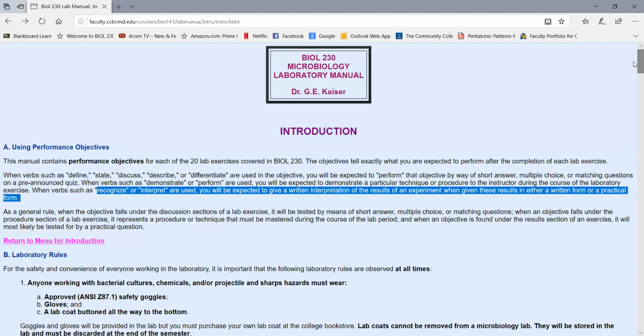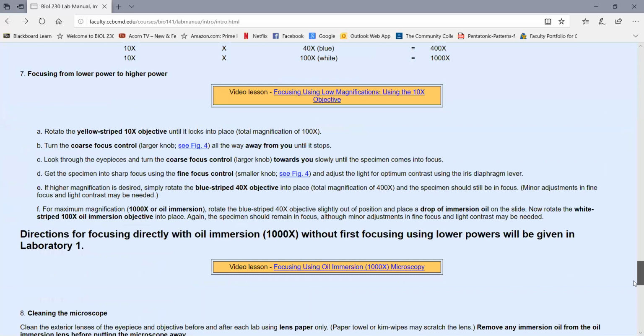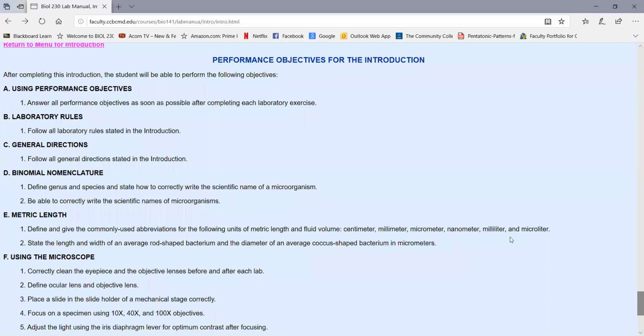So to start out, the introduction does have performance objectives at the end. If we scroll down to the end of the lab, you'll see the performance objectives for the introduction. So the first lab quiz we have during the semester covers the introduction to the lab manual, this right here, as well as labs 1 through 4. Now you notice as you go through the objectives, some of these are non-testable in terms of writing on an exam, like follow the laboratory rules. But again, if you're not following laboratory rules, you could lose lab core points for performance.